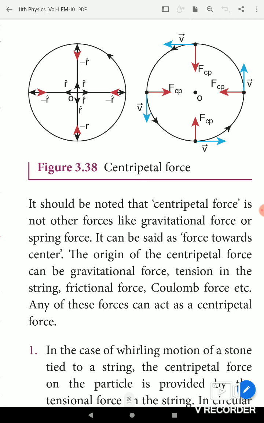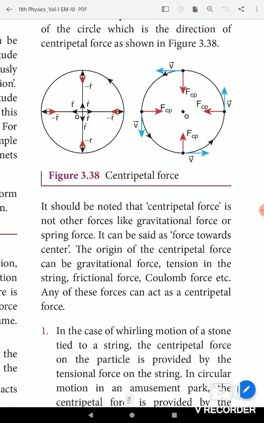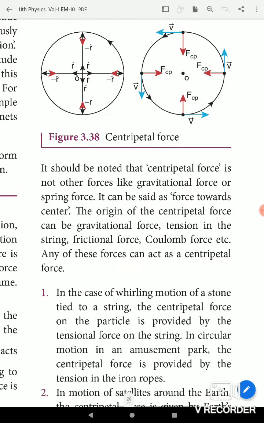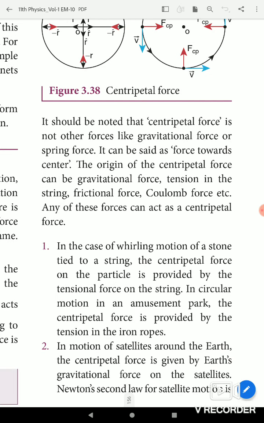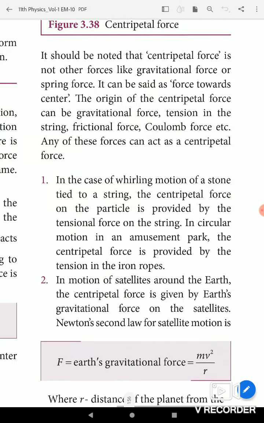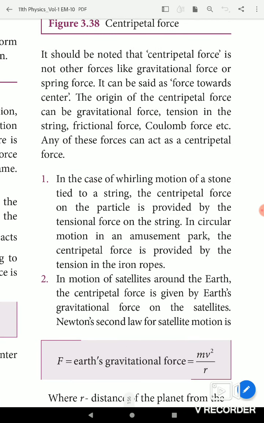It should be noted that centripetal force is not another force like gravitational force or spring force. It can be said as force towards the center. The origin of the centripetal force can be gravitational force, tension force in the string, frictional force, Coulomb force, etc. Any of these forces can act as a centripetal force. The frictional force, Coulomb force, or gravitational force, all provide the centripetal force.